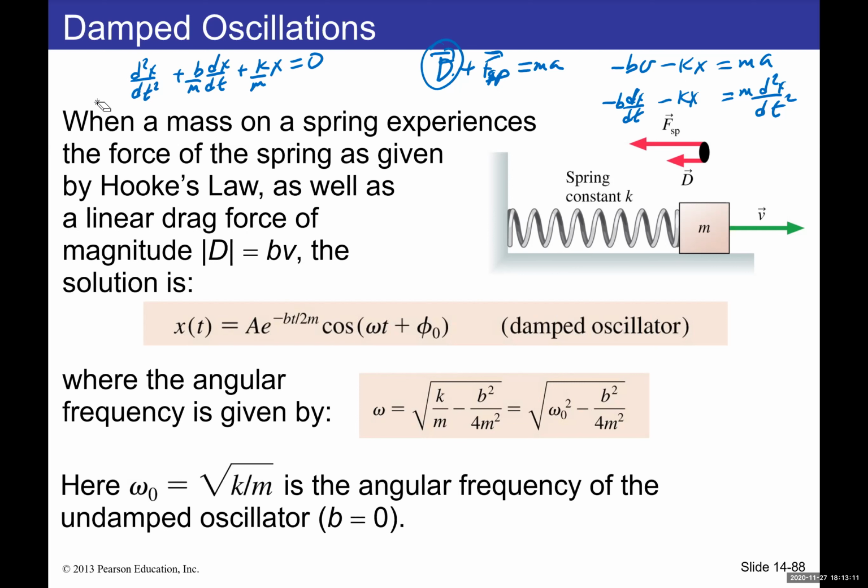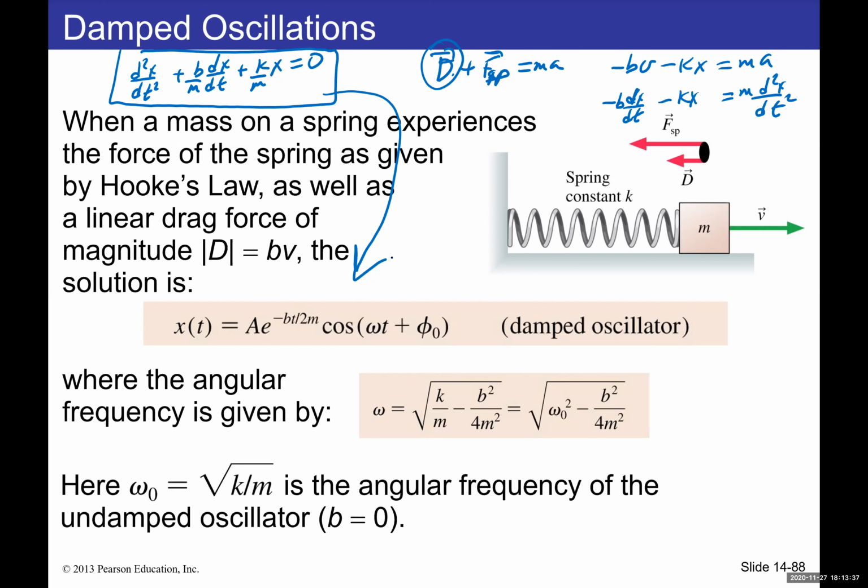Now dividing all sides by mass, we end up with something like this, which is an equation that I'm going to need to use for the damped oscillation. This is basically a second order differential equation. And if I do that, what I will get here is this equation over here. You can probably see the derivation in some textbooks.